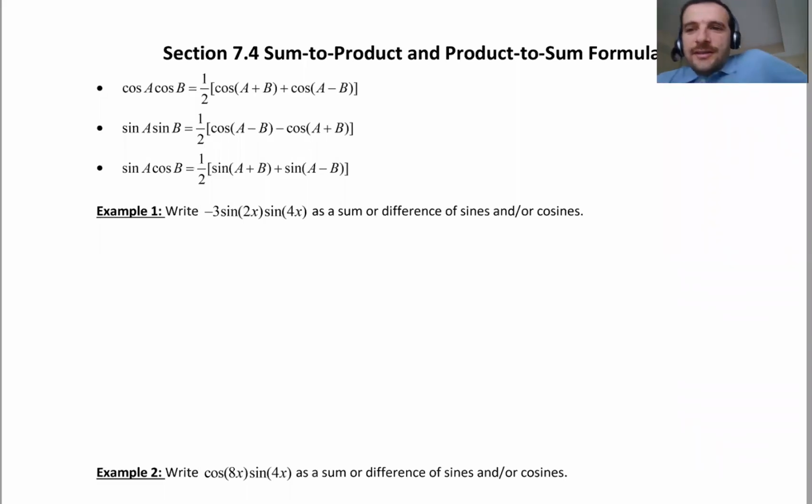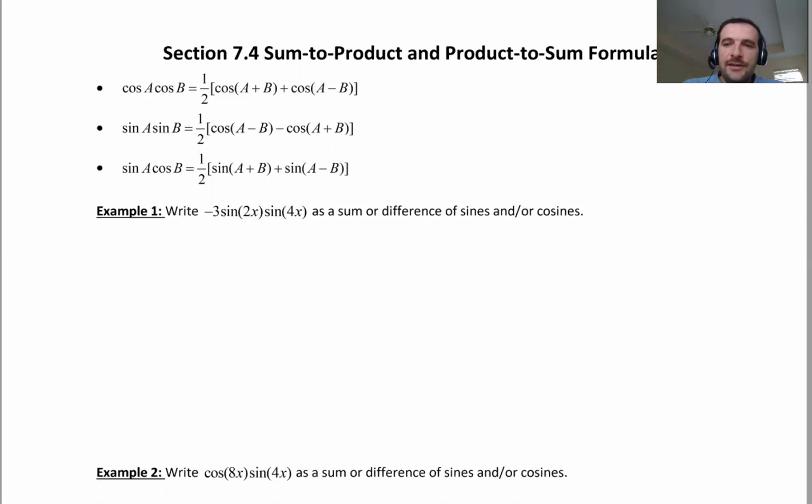Hello everyone. In this video, we are going to work on section 7.4, and this section is about sum to product and product to sum formulas. So we are going to have, for example, some product of two trig functions, and we are going to write this product as a sum or difference, or we are going to have a sum or difference of two trig functions, and we are going to rewrite those as a product of two trig functions.